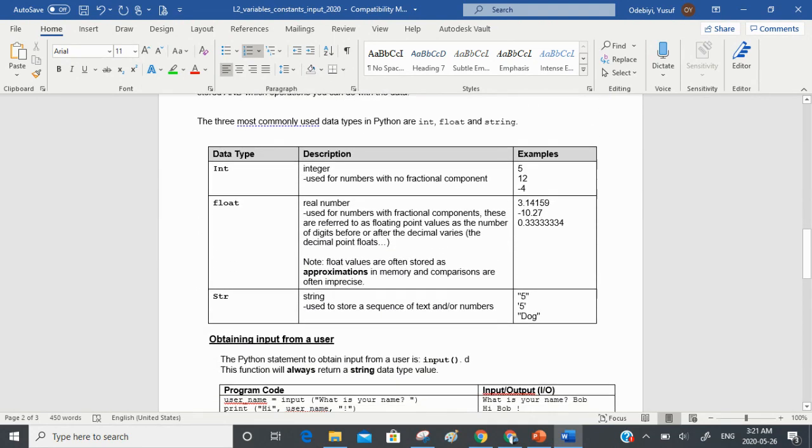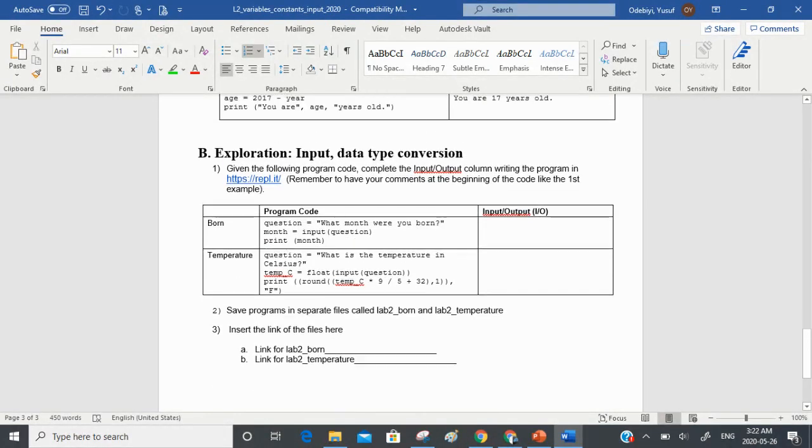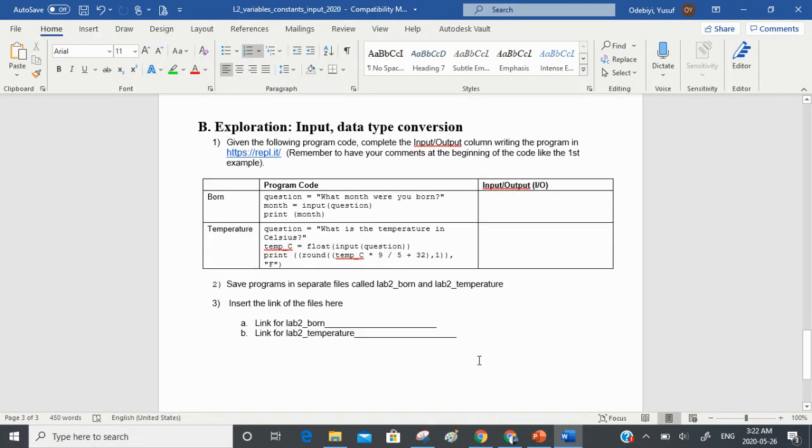The next thing is just go through some notes here, and I gave you guys two more, born and temperature, which are pretty easy. I want you to type up the code with the comments at the beginning, and then I want to see the outputs, and I want to see both files' links in this document here. Okay, and that is the end of this video. Thank you very much.